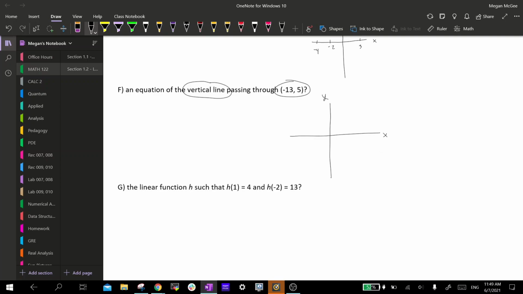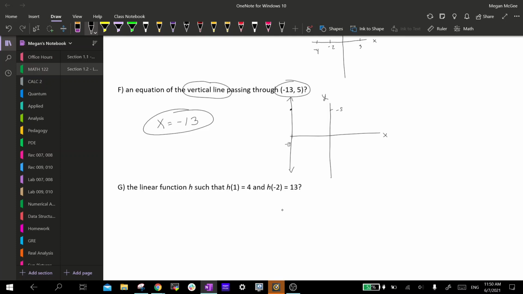This is x and y. And this is x is negative 13 all the way over here, and y is 5. So it goes through this point. And it's a vertical line, so if that was super straight, this would be our line here. In this case, it doesn't matter what y is doing, you're always going to have the same x value. So x is equal to negative 13.